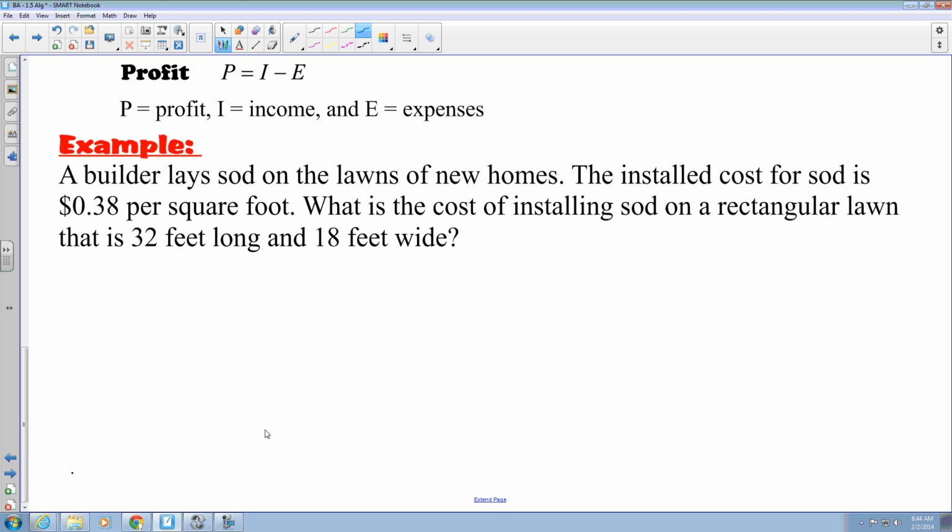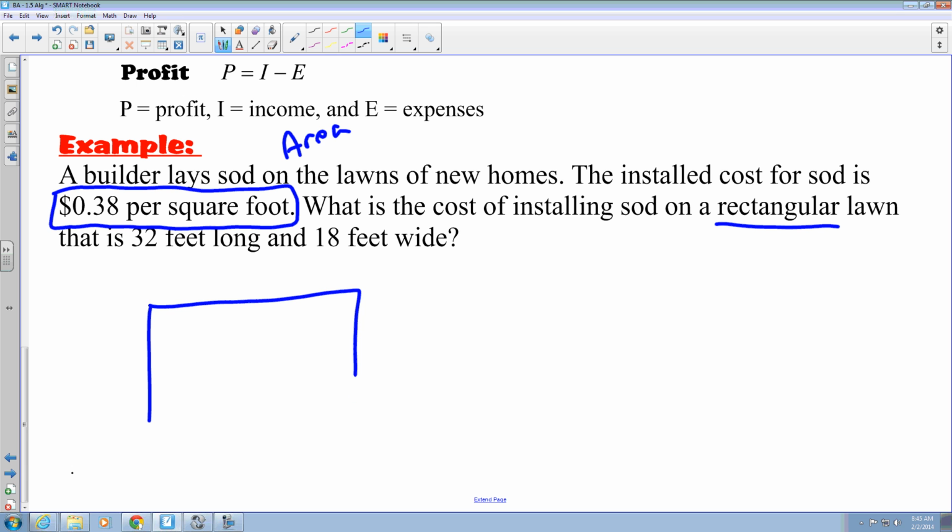Okay, here is where my decoding comes in. This tells me that it's $0.38 per square foot. Anytime it says square foot or squared anything, that's looking at the area of an object. And they're telling us that it's a rectangular object. So I'm going to draw a picture of this rectangular object, and they're telling me that the dimensions are 32 feet long and 18 feet wide.